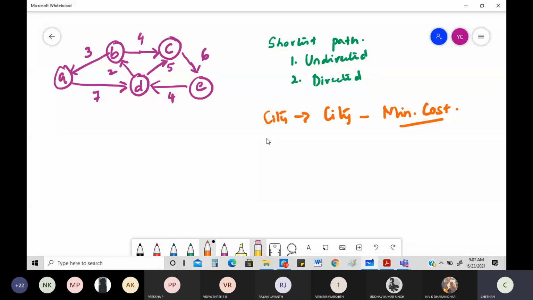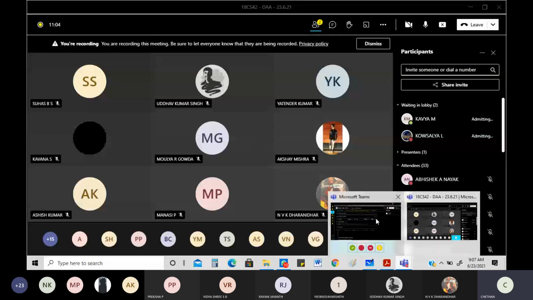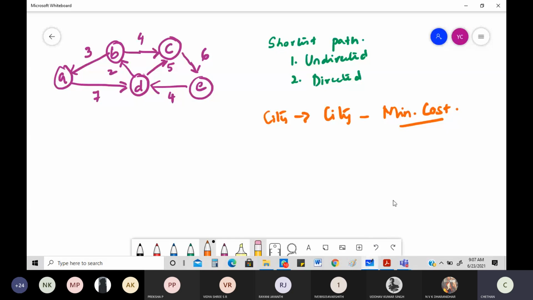Now I told you very clearly, you need to figure out the shortest path. How are we going to do it? A very simple procedure. When I'm making you write an exam, there are step-by-step procedures. For exam, you have to write a step-by-step procedure. You need to keep an algorithm with you, and you need to write a step-by-step procedure.